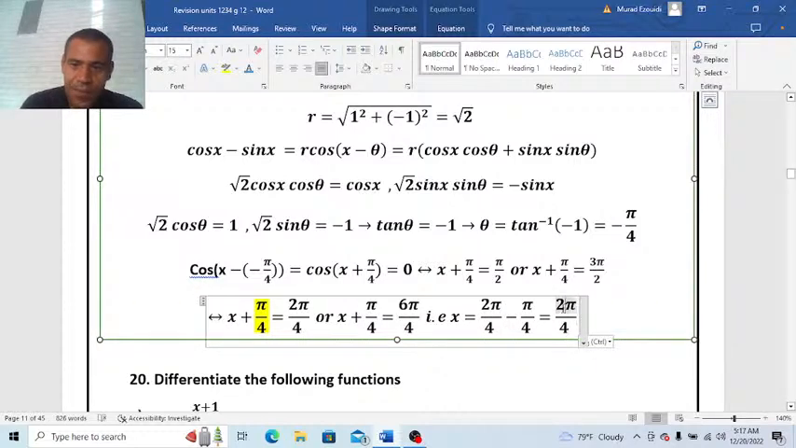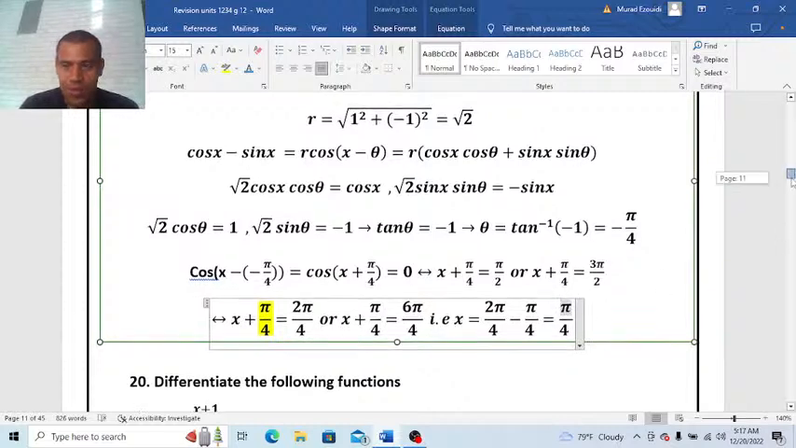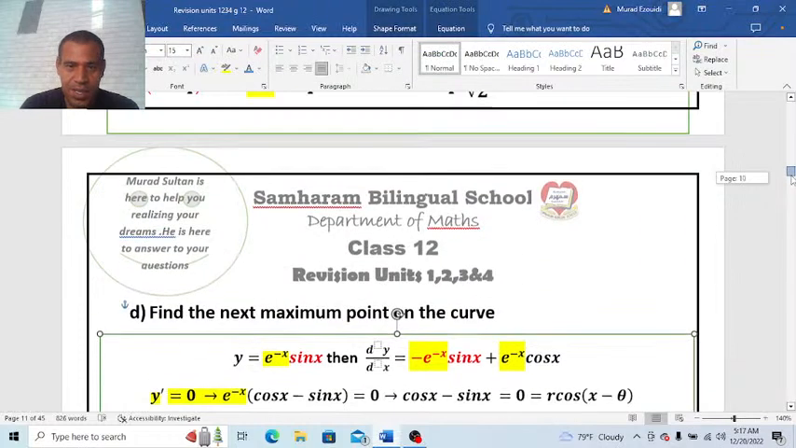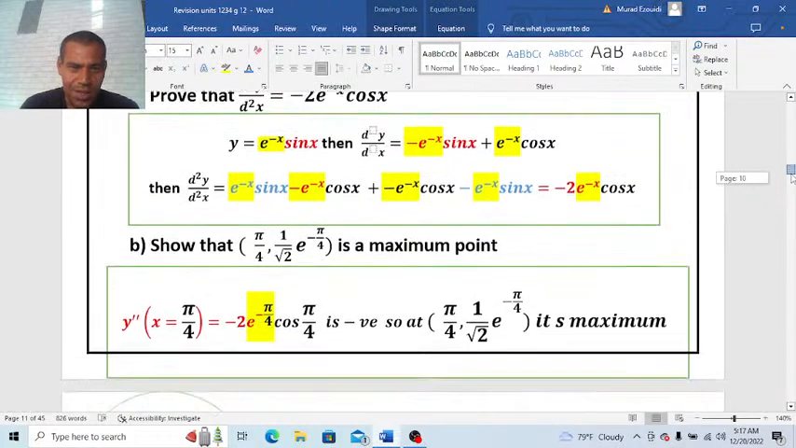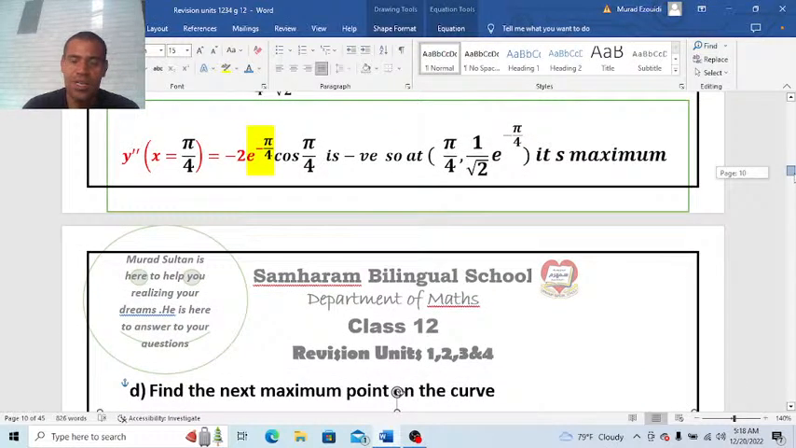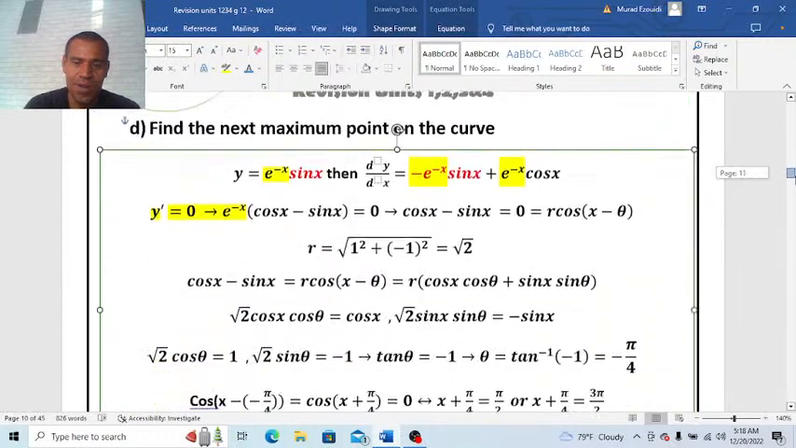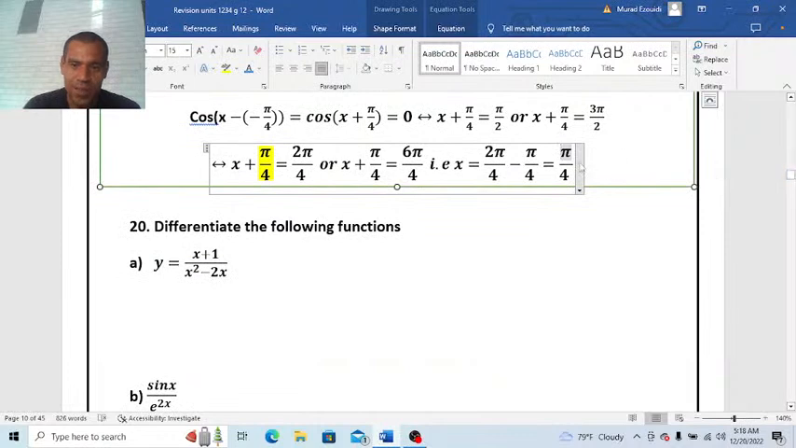That's why, here my learners, for the question, this one, pi over 4, is called a particular solution. But here in this question we really prove that x equal pi over 4 is the stationary point that occurs at x equal pi over 4. We need to find the next point. This is very important for you to understand.